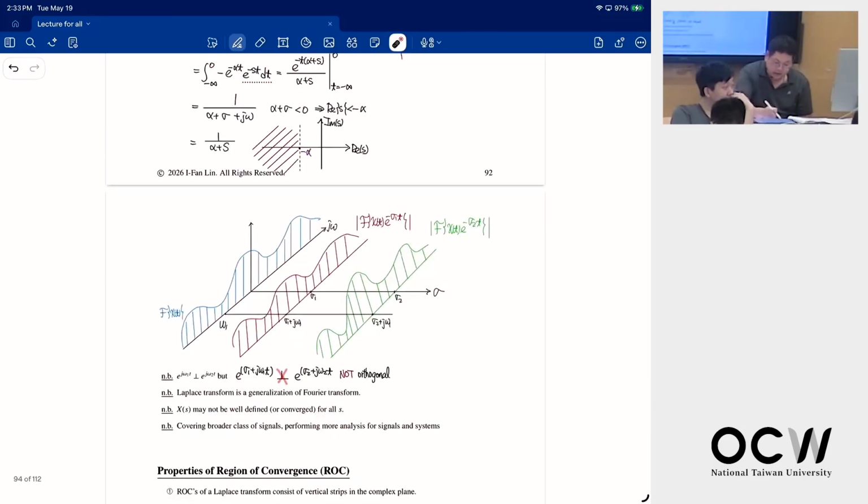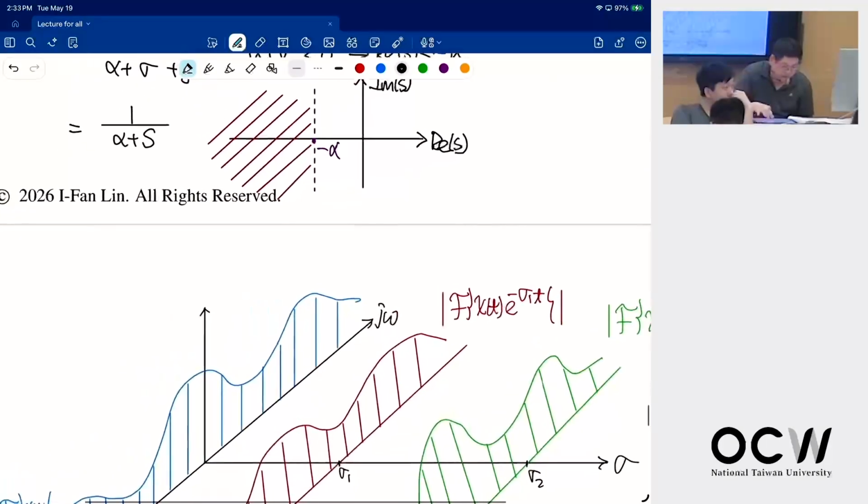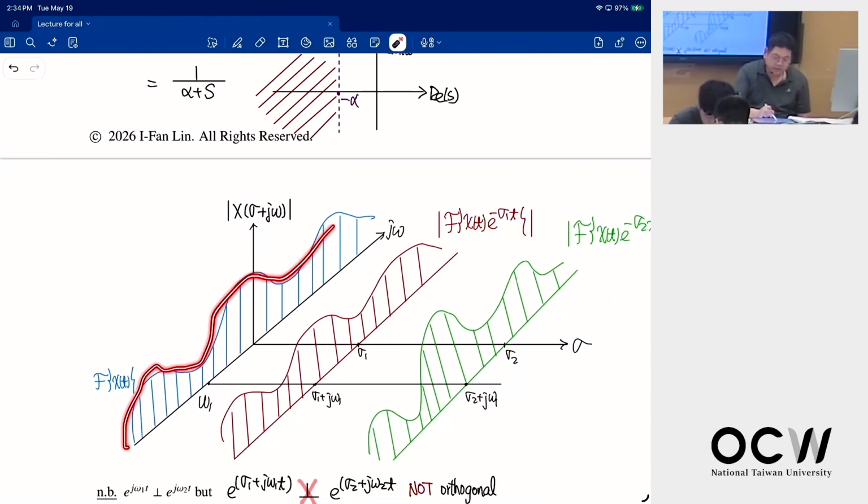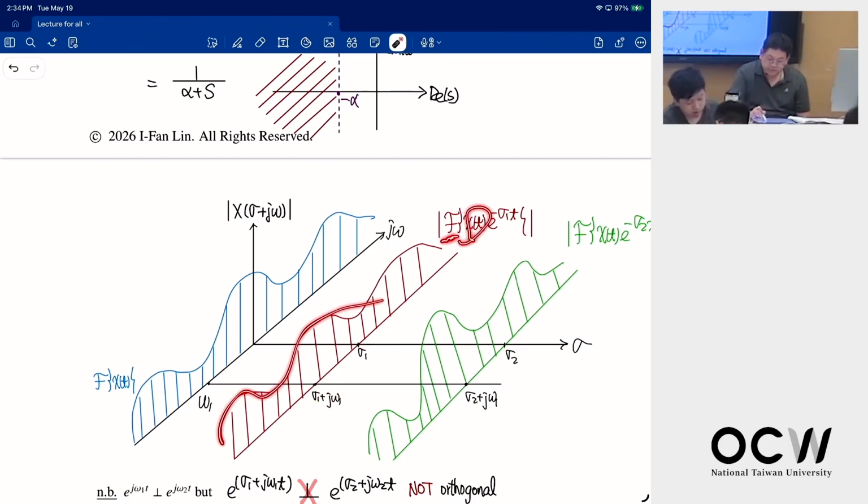In the past, here, which I should write down, this is the magnitude of X of sigma plus j omega. In Fourier transform, we only focus on the value at the imaginary axis. But if I add sigma 1, extending it to here, this is also a Fourier transform, but the Fourier transform of x times the exponential. Okay, and why is this the magnitude?